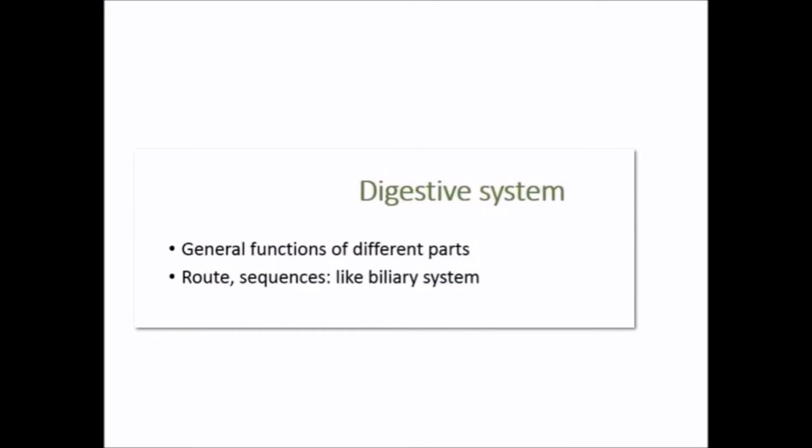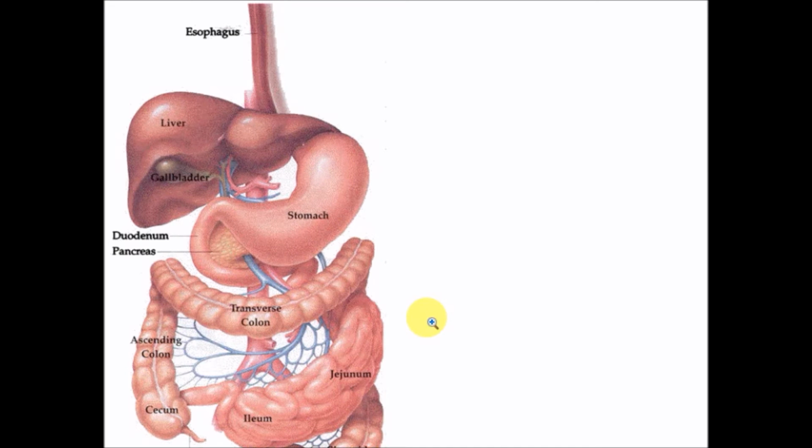For the digestive system, we will do the same thing. So general functions, just generally speaking, the simple knowledge about the function and the route and sequences of different parts. This is a picture that's showing the different parts of the digestive system, digestive tract and accessories, and there is a difference between those. The digestive tract is the tract through which the food will move when it enters the mouth, going all the way down, which is the route until the remnants exit out of the anus.